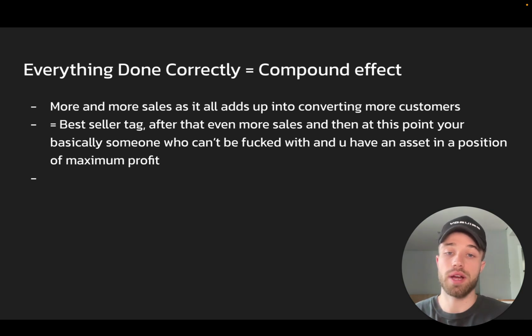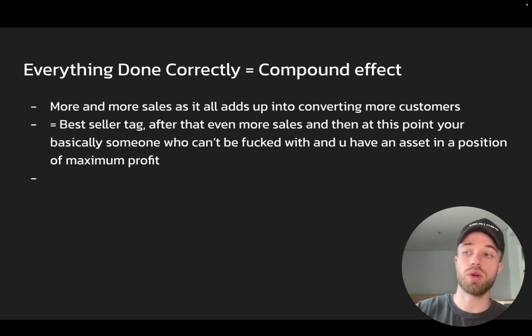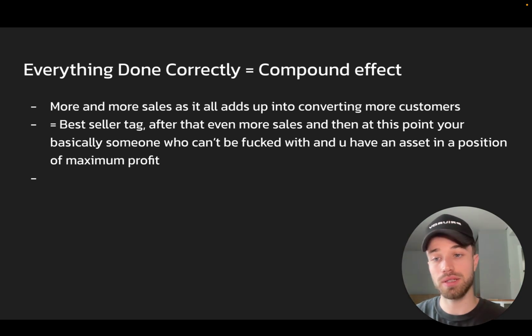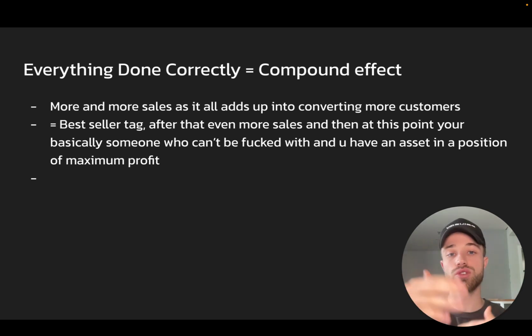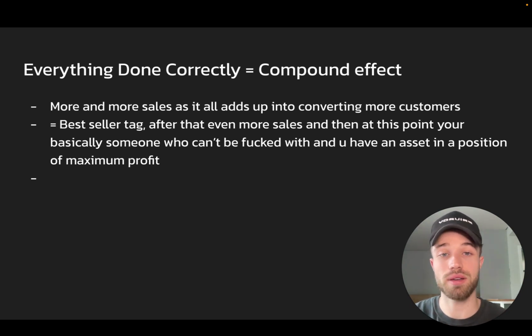Now, everything done correctly just equals compound effect. And this is what I was linking to before. The more and more sales you get, right, it all adds up into converting more customers. So if you add all the value points, you give your customer more of an incentive to buy your book. Obviously, you're going to get more sales. Then you start getting ranked organically more by Amazon, right? They start pushing your listing more. They give you a bestseller tag, right? Because you've been ranking so well, you end up getting the bestseller tag. Then you have an extra compound effect. And then they give you a list price strike. So your book's cheaper than what it is, but you're still getting paid the profit margins that you were getting for the full list price, right?